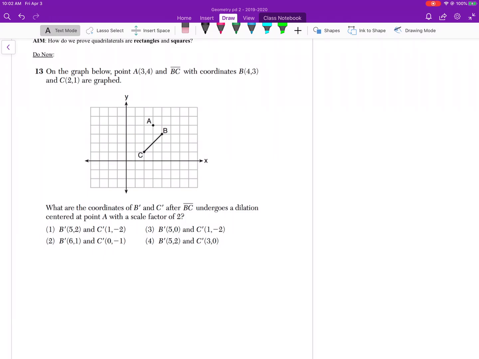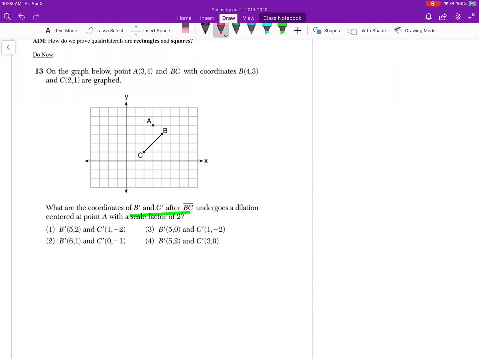On the graph below, point A (3, 4) and segment BC with coordinates B (4, 3) and C (2, 1) are graphed. What are the coordinates of B prime and C prime after BC undergoes a dilation centered at A with a scale factor of 2? Okay, so those points are going to kind of expand from point A.